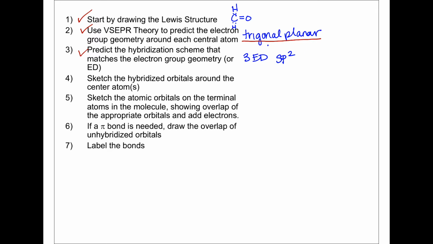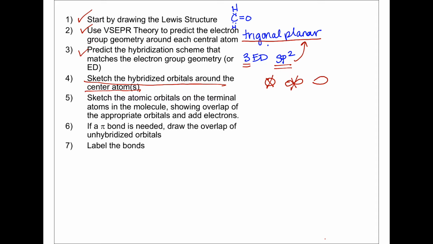The next thing is sketch the hybridized orbitals around the center atoms. And like I said before, we are going to try and sketch those sp2 hybridized orbitals around the central atom, and we know that they are going to be in a planar shape. sp2 is not an s orbital. It's not a p orbital. It's an sp2 orbital, which has 1 lobe. Something like that. So that's one of them. There are going to be 3 of those around the central atom.